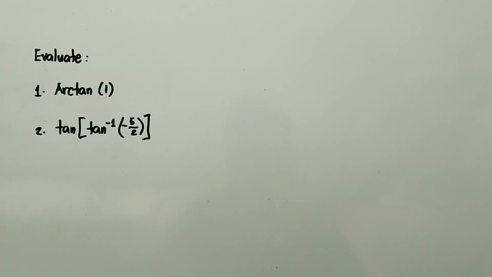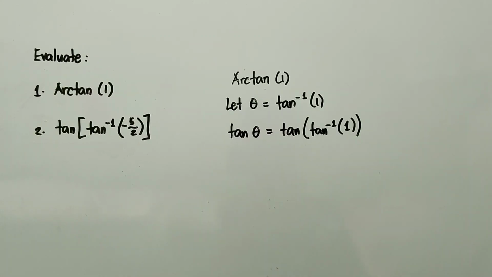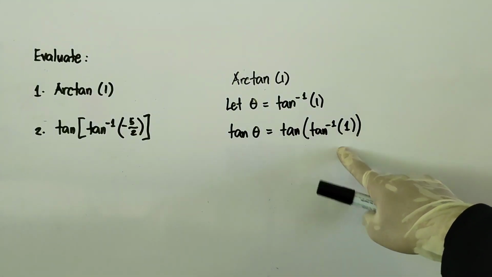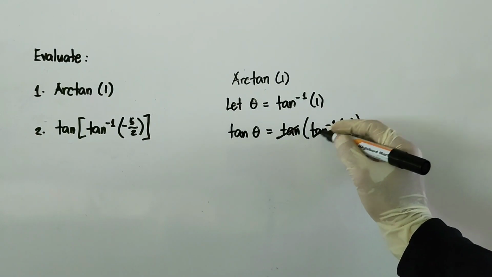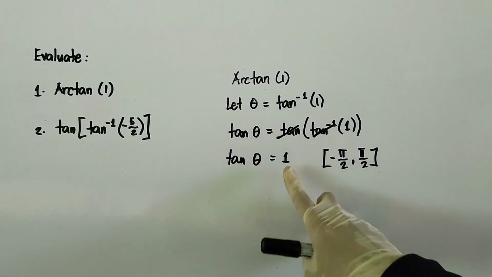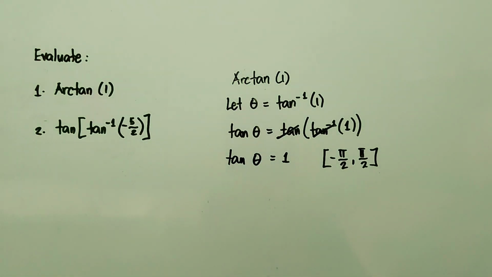We will now evaluate the following: arctan of 1 and the tangent of the arctan of -5/2. Let theta equal arctan of 1. So tan theta is equal to tan of arctan of 1. Cancel. So tan theta is equal to 1. And for the restriction, that is from quadrant 4 to quadrant 1, and tangent here is +1. Therefore, theta is located in quadrant 1 because in quadrant 1, all functions including tangent are positive.